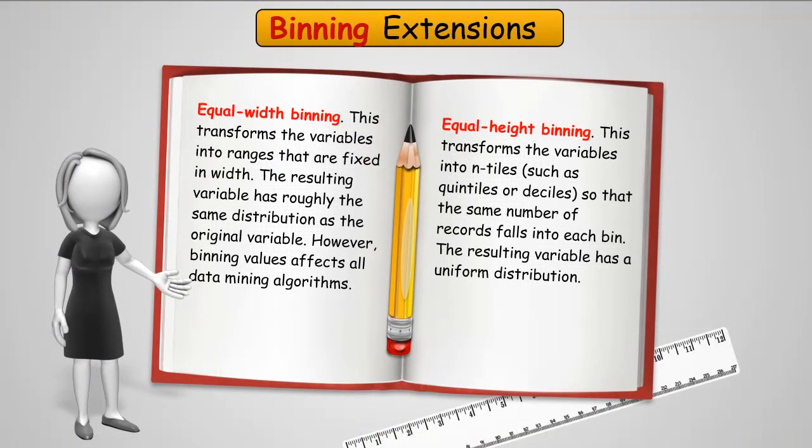There are also two special features in KNIME that you can make use of, extensions to binning. One is equal width binning, and this transforms the variable into ranges that are of fixed width. So, you know, the distance between the start and end of one bin is equal to the start and end distance of another bin. The other is equal height binning. And this basically transforms the variable into n number of bins such that the height of each bin is matched together.